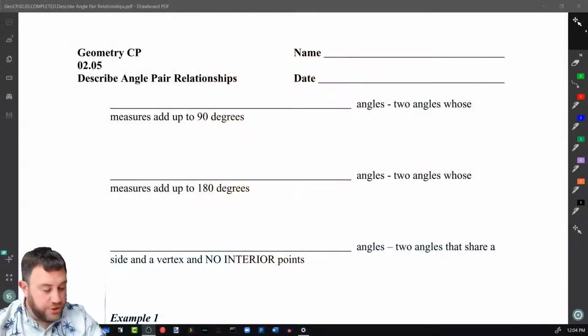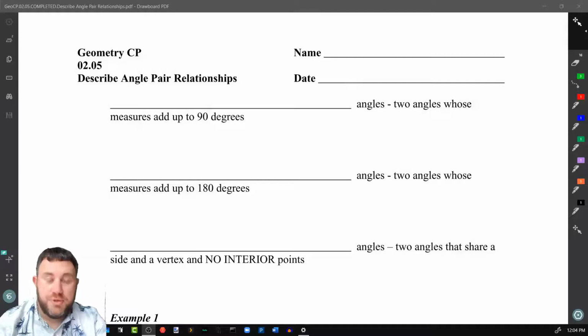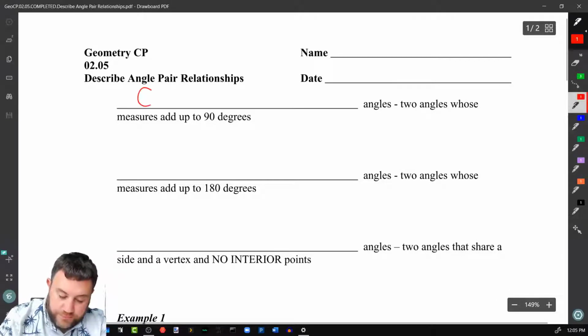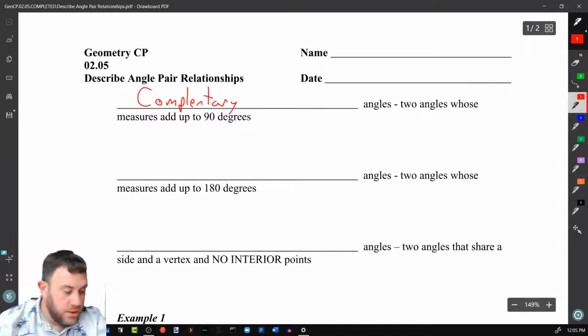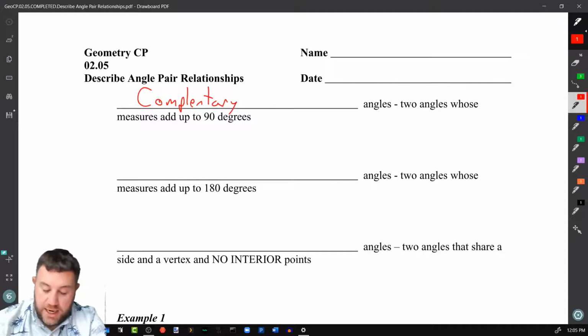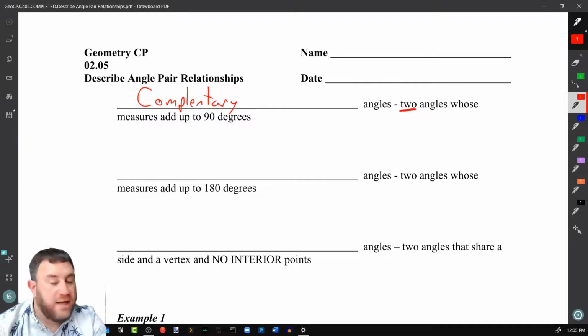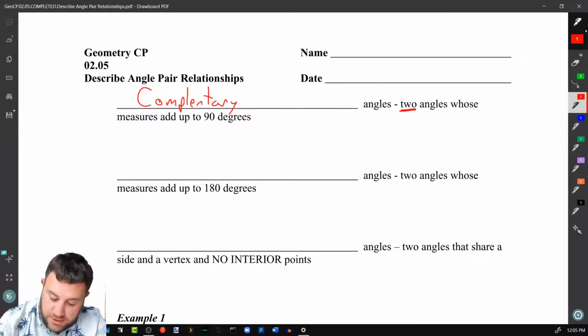So let's go ahead and jump in. This is really review because these first couple I know you've heard before. Complementary angles are two angles that add up to 90 degrees. And it has to be two angles. You can't have three angles that add up to 90 and call them complementary. They're just three angles. So two angles that add up to 90 degrees.